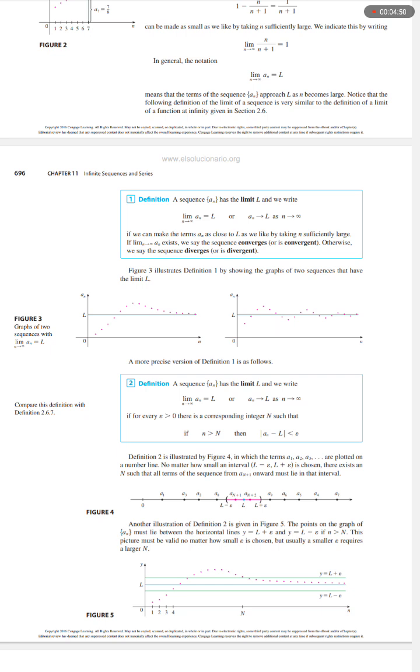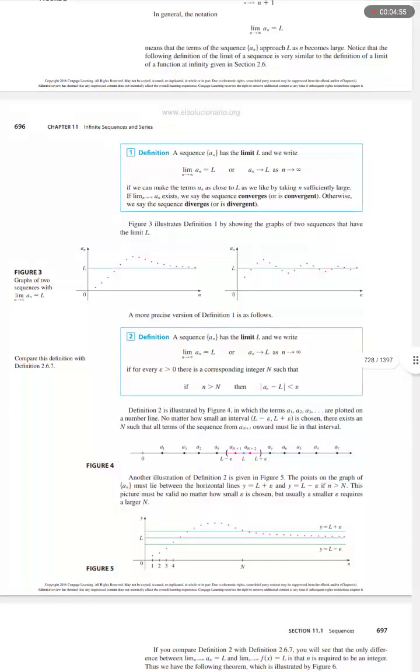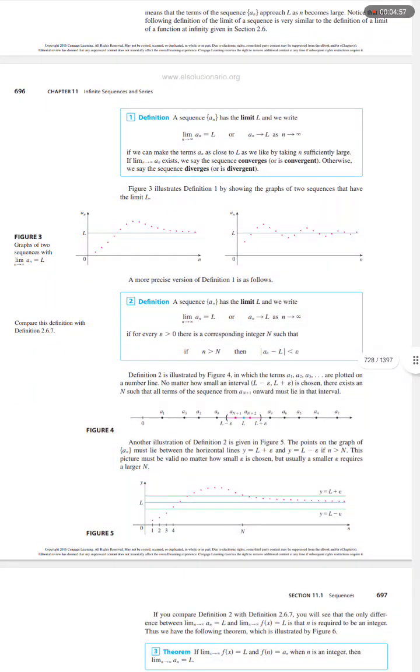A more precise version of definition 1 is as follows. Definition 2. A sequence {a_n} has the limit L, and we write the limit of a_n as n approaches infinity equals L, or a_n approaches L as n approaches infinity, if for every epsilon greater than 0 there is a corresponding integer N such that if n is greater than N, then the absolute value of a_n minus L is less than epsilon.